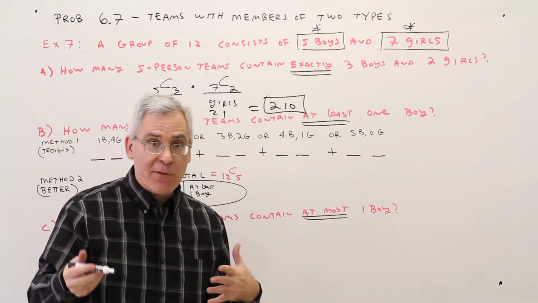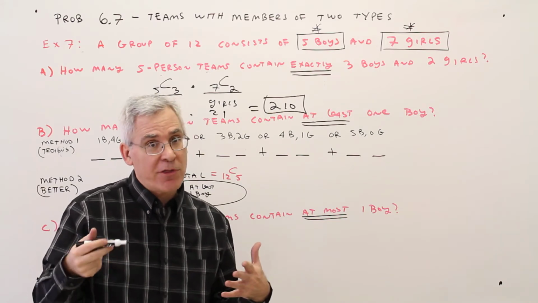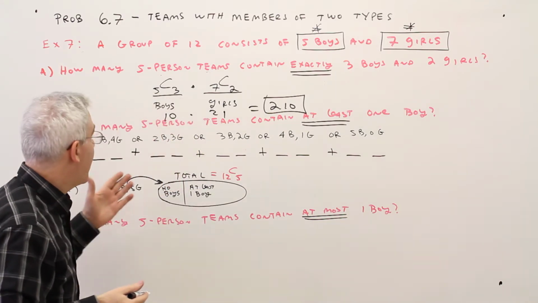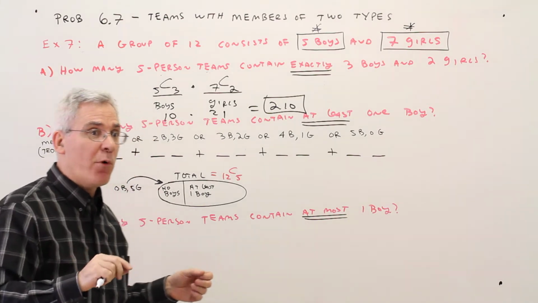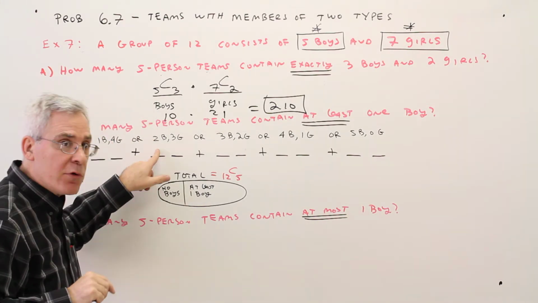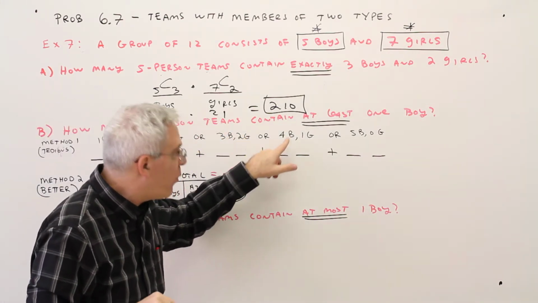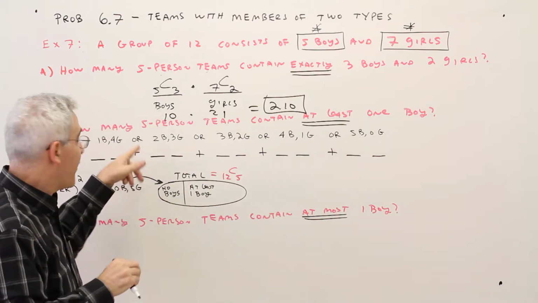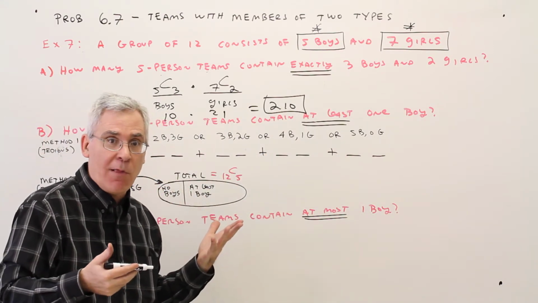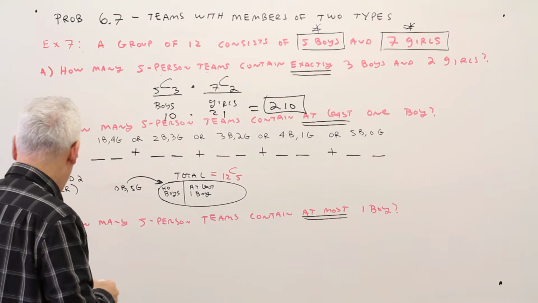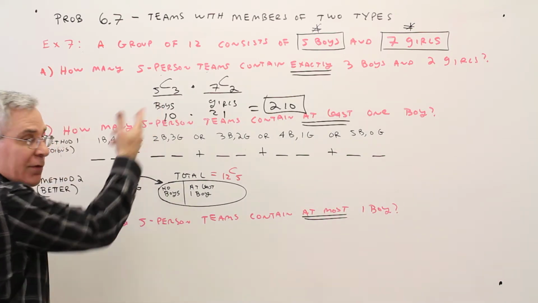Okay, part B. How many 5-person teams contain at least 1 boy? I'll show you the tedious way of doing this, and then I'll show you the better way. Here's the tedious way. If you've got at least 1 boy, that means you could have 1 boy, or 2 boys, or 3 boys, or 4 boys, or all 5 boys, with the associated number of girls along with that.